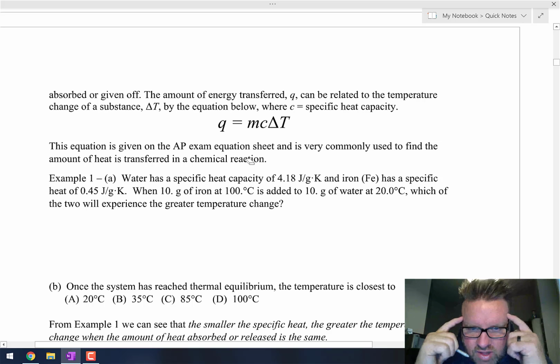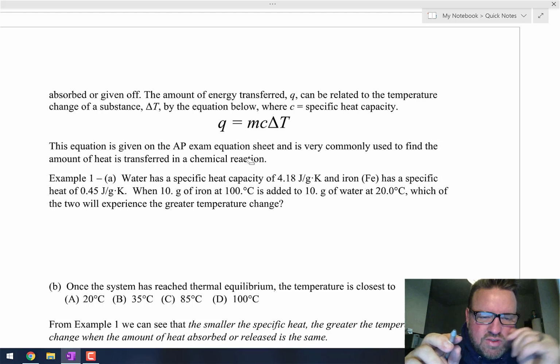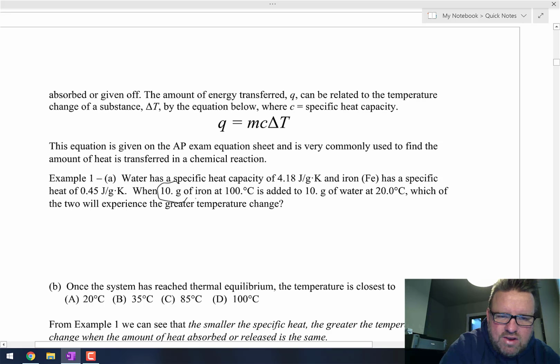They simply involve logic. I have to think about all three of those variables. So let's look at a couple of examples from that. Example 1 says water has a specific heat of 4.18, iron's 0.45, like we just said earlier. When 10 grams of iron at 100 degrees Celsius is added to 10 grams of water, so we've got 10 grams of both.